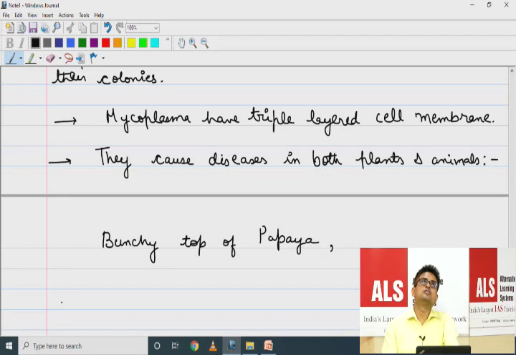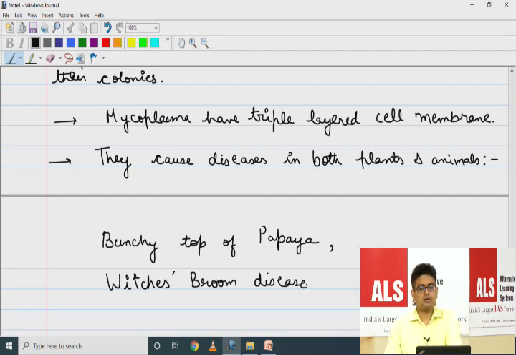And witch's broom disease of plants. Normally brinjal suffers from it. Witch's broom disease happens when the infected plant leaves give the appearance of the sticks of a broom. Just like Harry Potter's broom, the plant becomes broom shaped because the leaves are undergoing withering and all that. So it happens normally in brinjal and chilies. A lot of plants suffer from it.